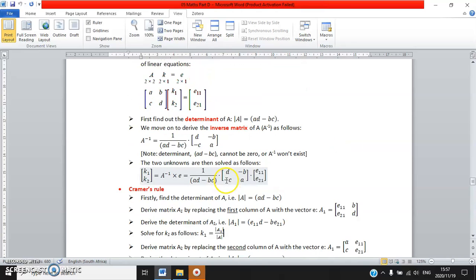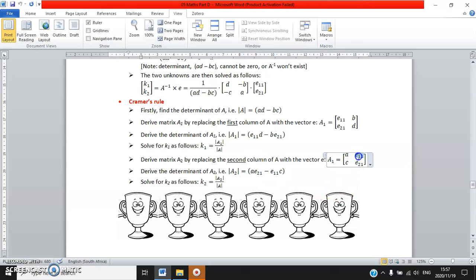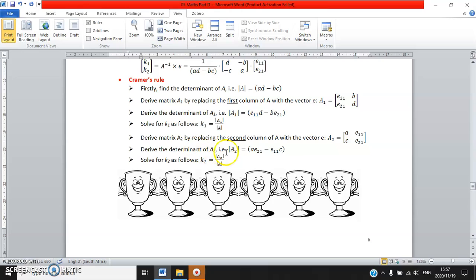This time we rather will replace the second column of matrix A, which means B and D, with the column E entries. So do you see the changes here in the second column? Sorry, this is A2 actually. Good for me to pick up the typo error. And then derive the determinant of A2, which is A times E21 minus E11 times C. And then you solve for K2 as determinant of A2 divided by determinant of A.